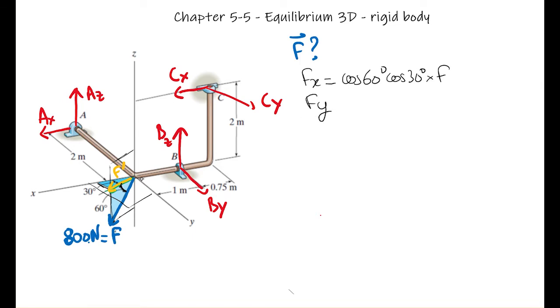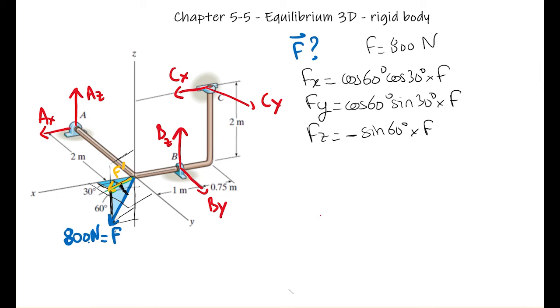For Fy, cosine 60 again to go to F prime, and after that the opposite, so sine 30 degrees times F. And for Fz, it's equal to minus because it's down, and at the opposite side, it's sine 60 degrees times F. Remember that F is equal to 800 Newton, so I will replace by 800 everywhere.